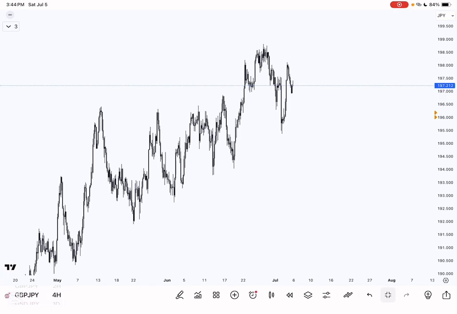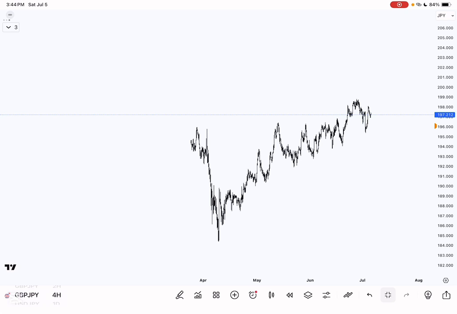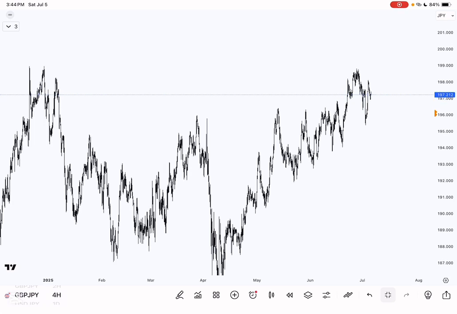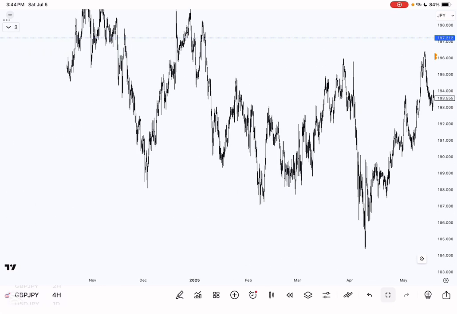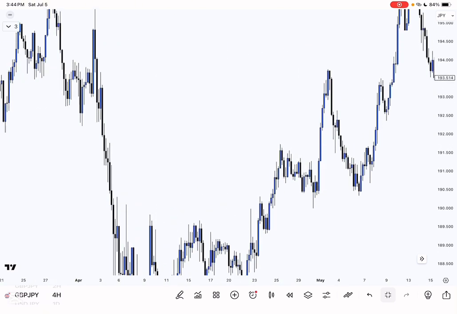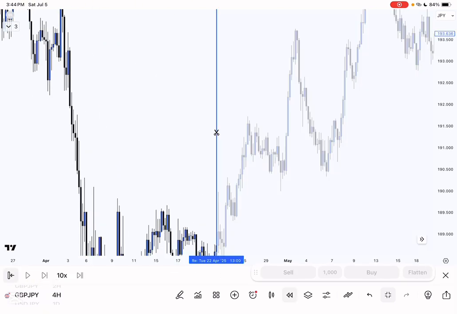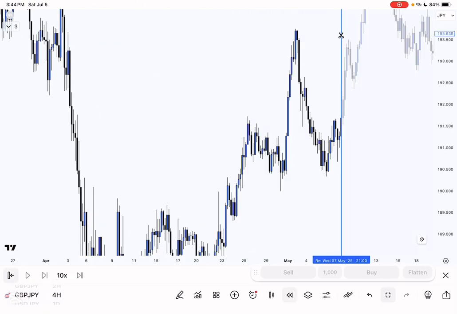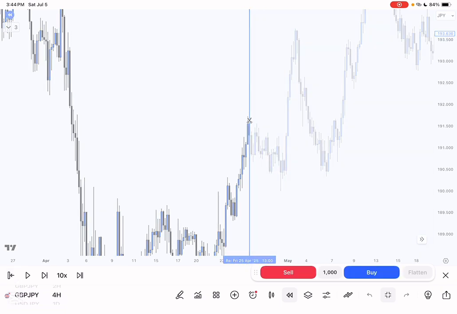So GBP is currently trending higher. What we're trying to do is pick a 4 hour break of structure and work with that. All right, so let's work with this one. Let's work with the next couple of break of structures. All right, so I'll mark it from the high.